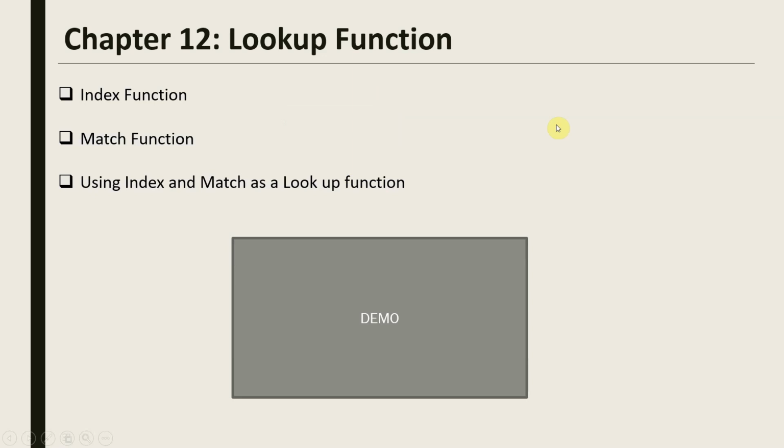Hello friends, welcome again. In this chapter, we will learn about the lookup function. In lookup functions, we will talk about the index function, the match function, and the combination of index and match. One of the most important things about index and match is that it eliminates the weakness of the VLOOKUP function, that the lookup value has to be in the first column of the table, which is not necessary in index and match. So before that, let's understand the index function, then the match function, and we will do an exercise for better understanding.